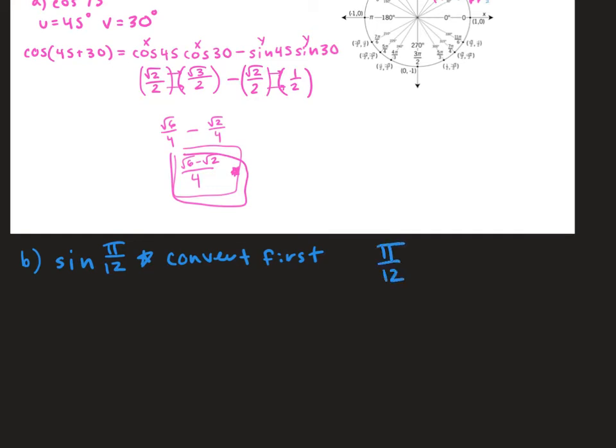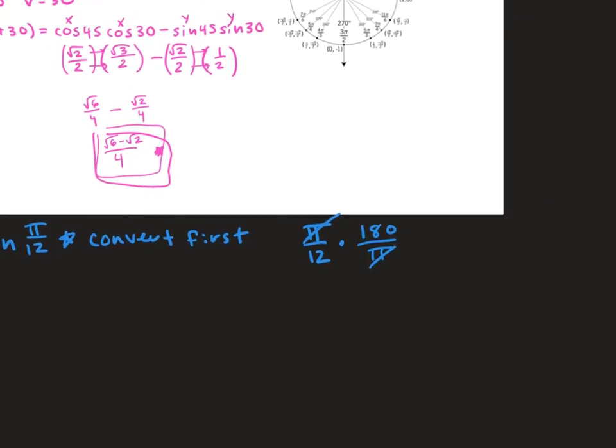Is it times 360 over pi? Not 360, oh no, 180. So times 180 over pi. So the pi's cancel. We have 180 over 12. What's 180 over 12? 15? Yeah.